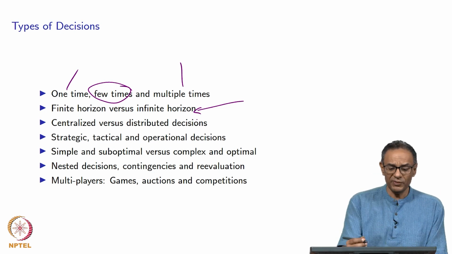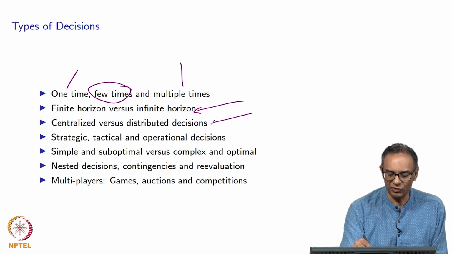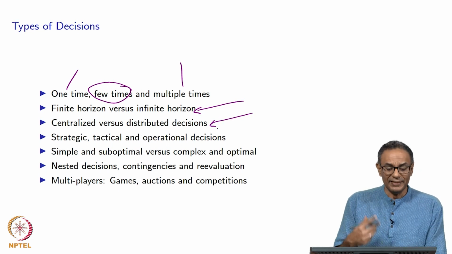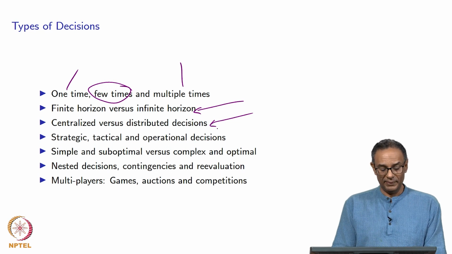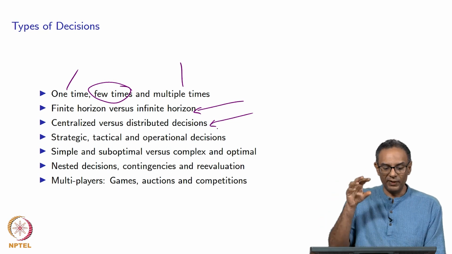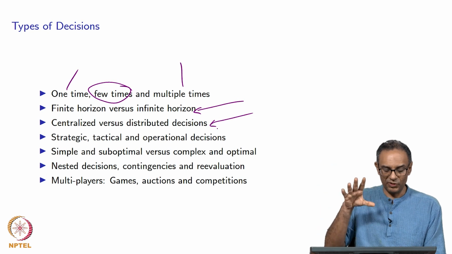Then there's the issue of centralized versus distributed decisions. Now in supply chain, this is extremely common. That means, do you want to make decisions about inventories in a centralized fashion or a distributed fashion?